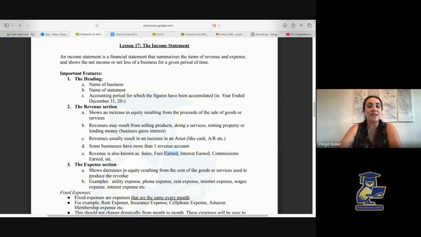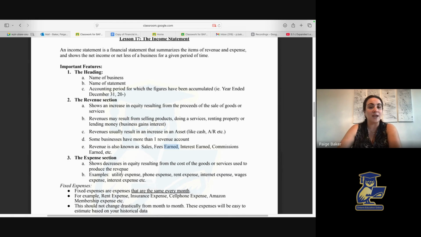The second part of the income statement is the expense section. Now, the expense section shows a decrease in equity resulting from the cost of goods or services used to produce the revenue. So it's the money that we're spending to produce the good or the service. Examples include a utility expense, a phone expense, a rent expense, internet expense, wages expense, interest expense, etc. And so again, this is showing a decrease in that owner's equity section.